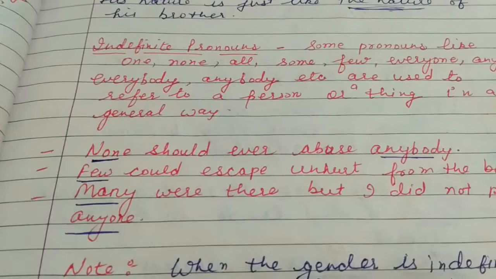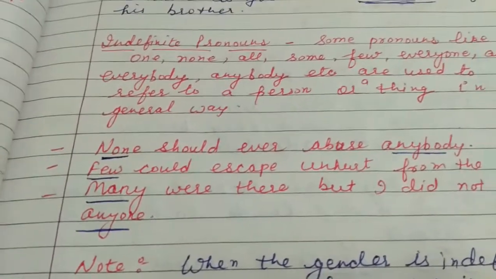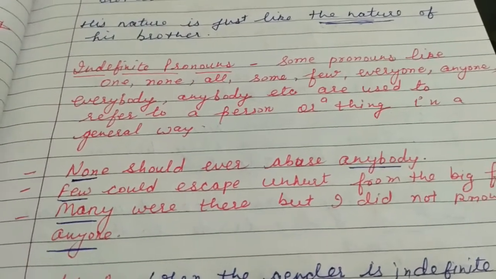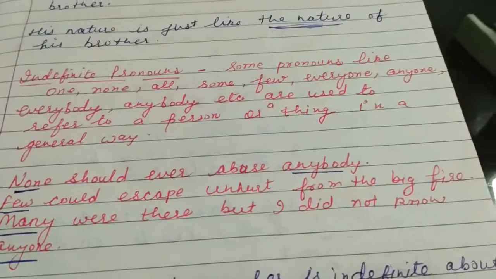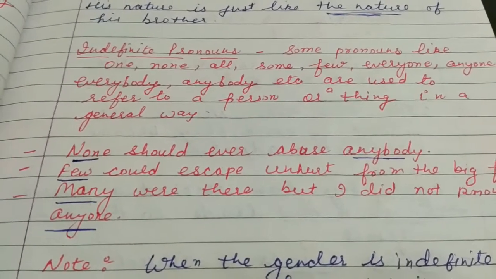Okay, so here the underlined words are indefinite pronouns. None should ever abuse anybody means no one should abuse anybody. Few could escape unhurt from the big fire. Few means, we can say, almost equal to no.